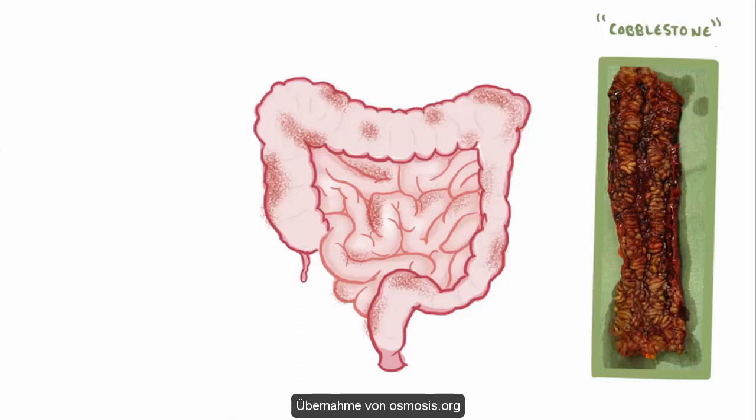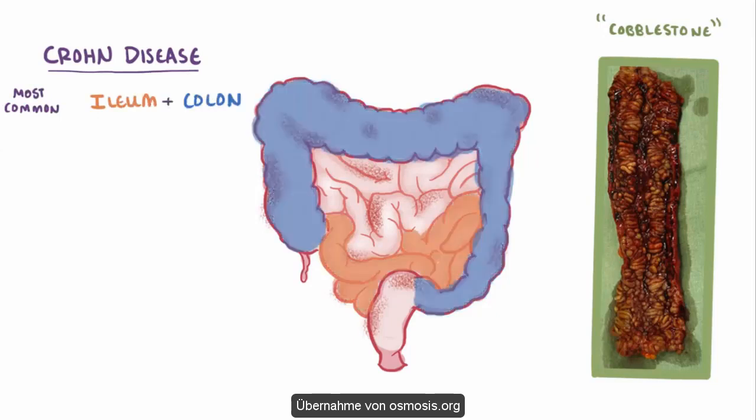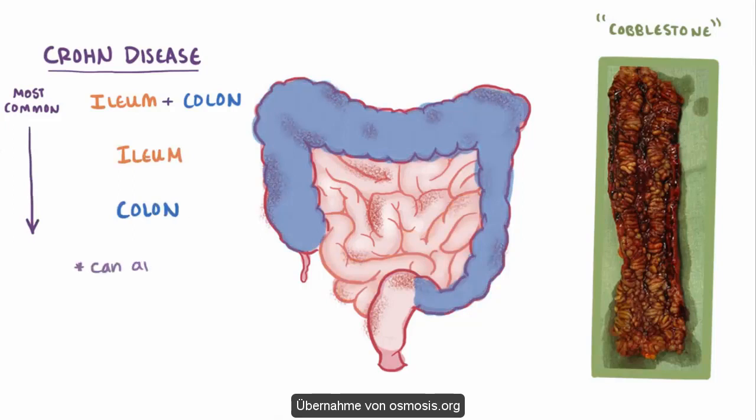A final difference, as mentioned already, is that Crohn's disease can affect any area of the GI tract. Most commonly it affects the ileum and the colon, second most commonly just the ileum, and third most commonly just the colon. But again, those are just the most commonly seen, and it can really affect any part of the GI tract, from the mouth to the anus.